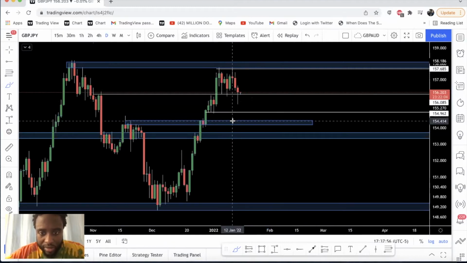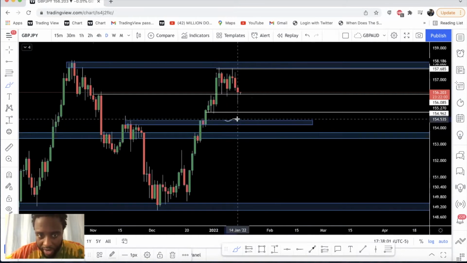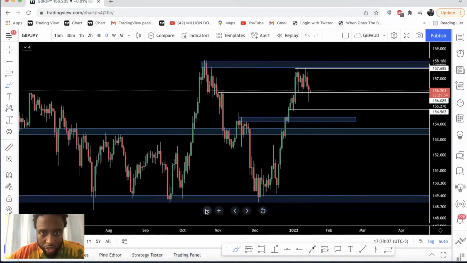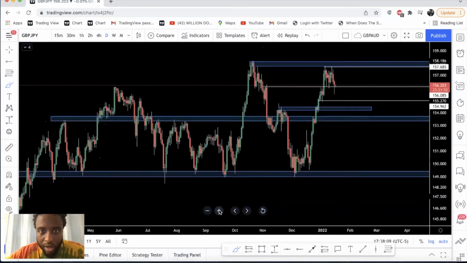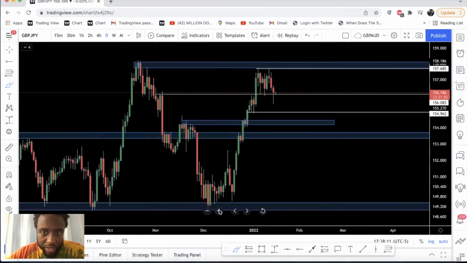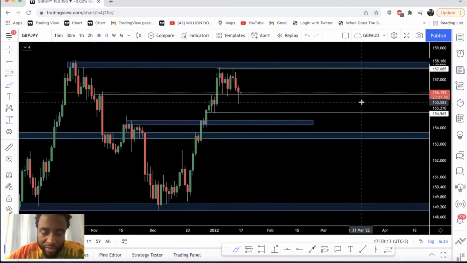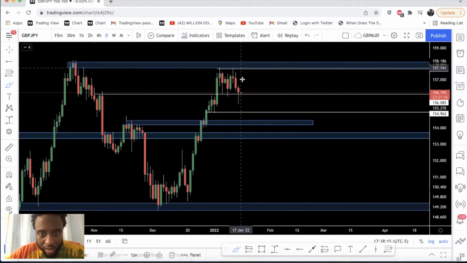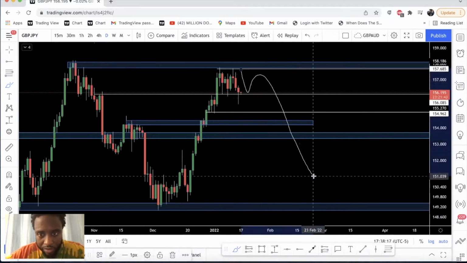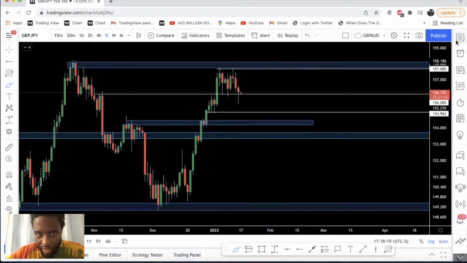And after that, around this level of structure, so roughly 154.5 to 154.2-ish area. I'll just look to trade structure to structure, zone to zone, and go in line with what price action is showing me. But as of now, I'm still bearish on GJ. This could be setting up for an even bigger wave down, so watch out for that.